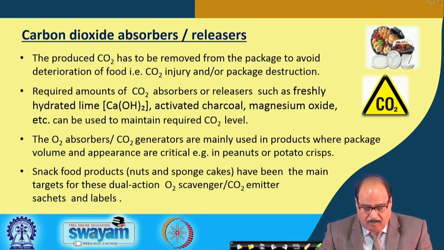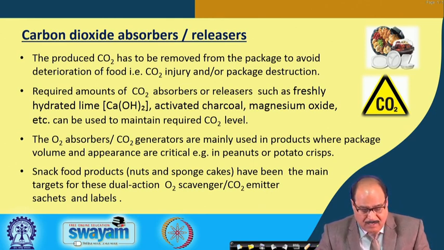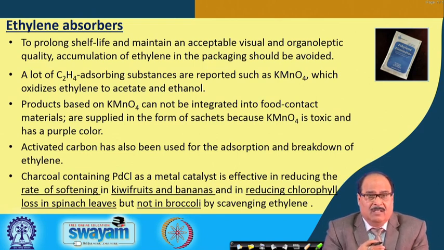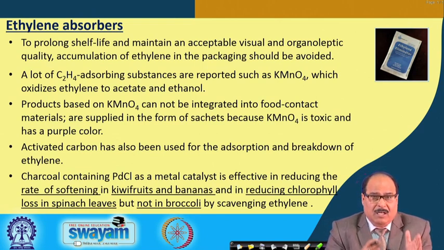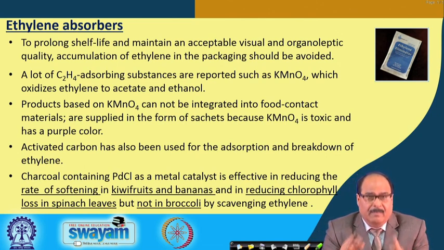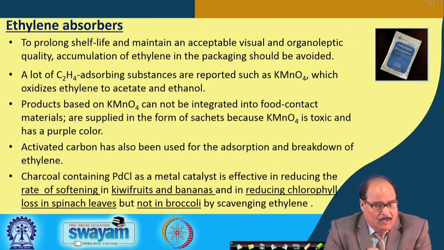For example, in the case of peanuts or potato chips, snack food products have been the main target for these dual-action oxygen scavenger or CO2 emitter sachets and labels. Similarly, for ethylene: if you want to hasten the ripening process, one has to have ethylene emitters. If you want to control the ripening process and extend the shelf life of the fruits, ethylene absorbers can be put into the packaging material or inside the package.